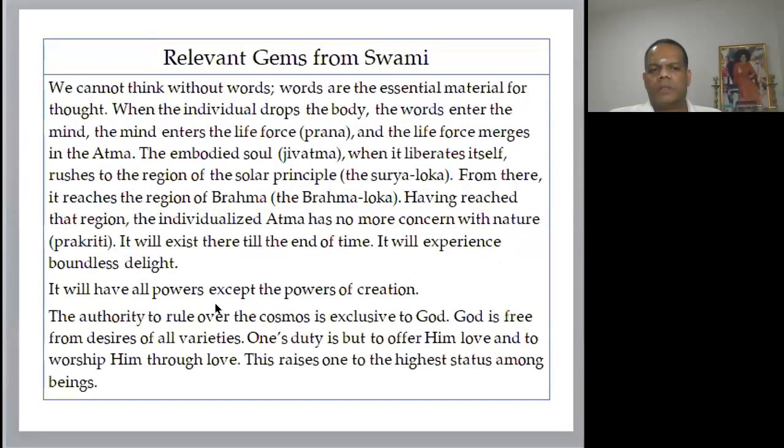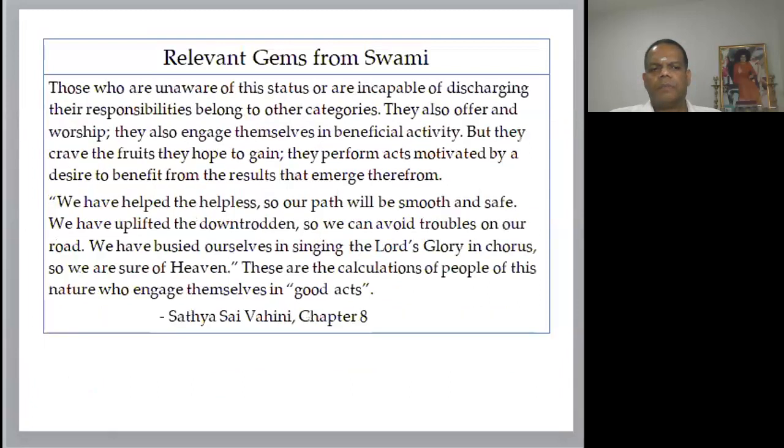It will have all powers except the powers of creation. The authority to rule over the cosmos is exclusive to God. God is free from desires of all varieties. One's duty is but to offer him love and to worship him through love. This raises one to the highest status among beings. Those who are unaware of this status or are incapable of discharging their responsibilities belong to other categories.